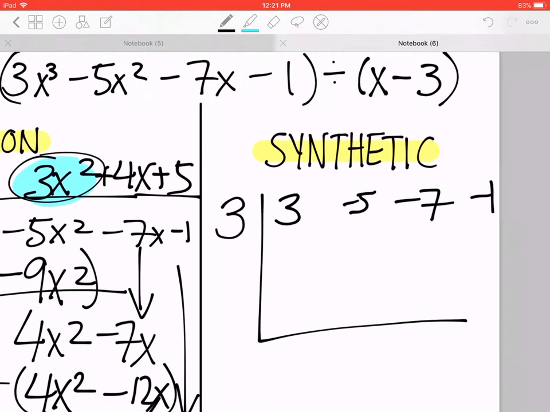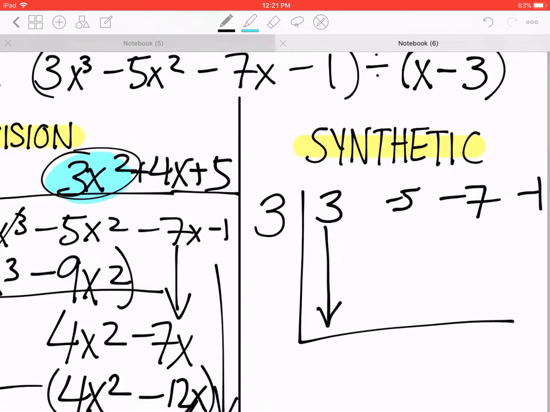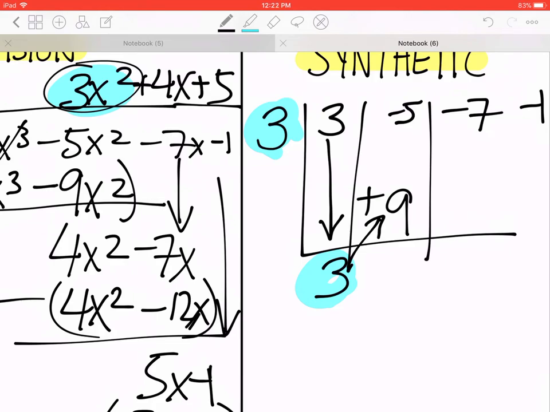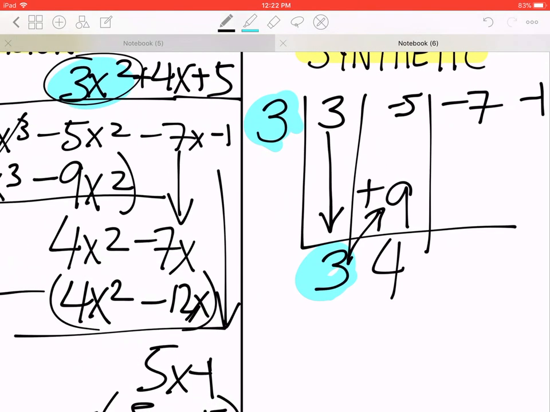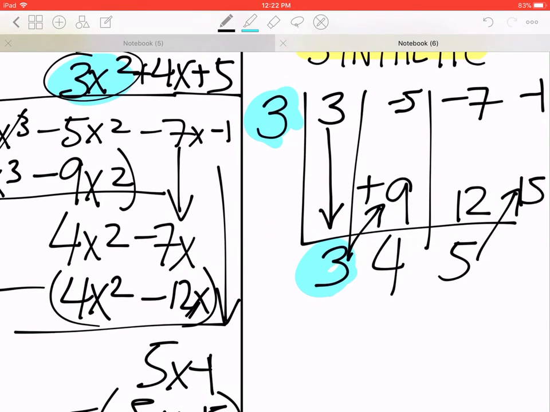Now that we have that here, we can start the synthetic division. What you first want to do is bring the first coefficient down, which is 3. Next, you multiply this number by this number here. So 3 times 3 gives you 9, and you put the 9 here. Now that we have the 9, we're going to add them. Negative 5 plus 9 gives you 4. We repeat that process. 3 times 4 gives you 12. Negative 7 plus 12 gives you 5. 3 times 5 gives you 15. And negative 1 plus 15 gives you 14.